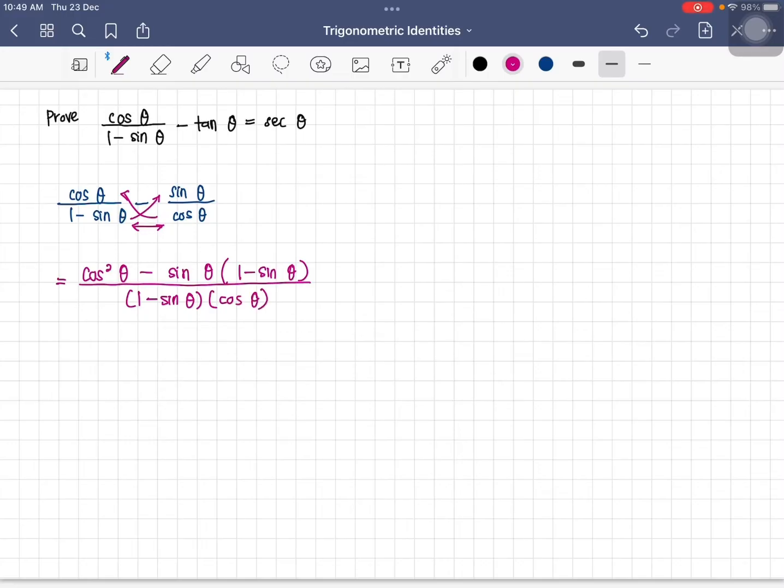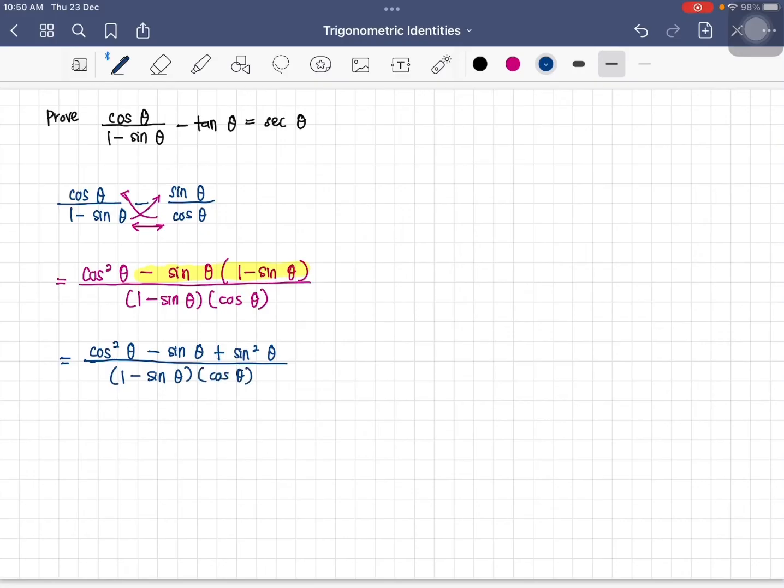Now I'm going to expand the numerator. So I'm going to expand this part, so be careful when I expand this part. This will give us cos squared theta minus sine of theta, and that one will give us plus sine squared theta. Be careful when expanding this one, because usually students forget to multiply negative with negative to become a positive. So this whole thing over, I'm going to write that just in brackets. You don't have to expand that one. You'll see the reason why later.